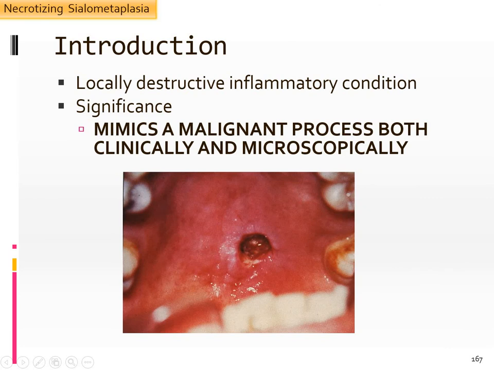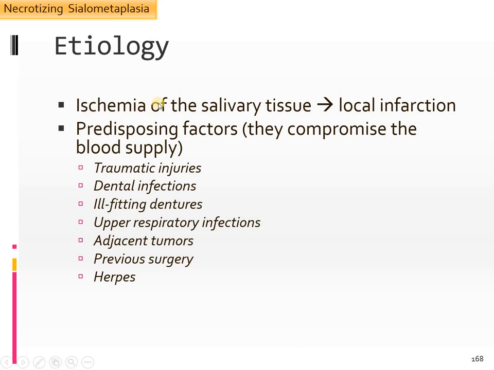It is a locally destructive inflammatory condition, and as you see here, there is a big ulcer. It can also cause porosity in the bone, and it mimics the malignant process of squamous cell carcinoma, not only clinically but also microscopically. The main reason is ischemia. The salivary gland tissue suddenly loses its blood supply, which leads to local infarction. And there are multiple reasons quoted: trauma, dental infections, ill-fitting dentures, previous surgery, herpetic infection. However, we do not know the exact cause of it.